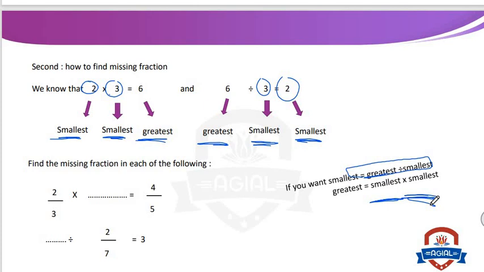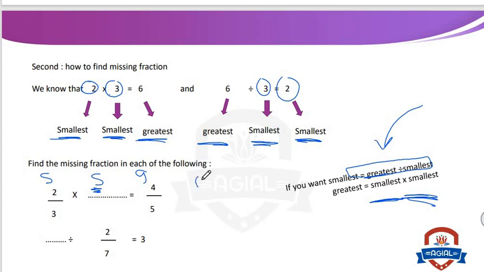Okay, in here, let's solve with me how to find this missing fraction. 2 over 3 multiplied by what equals 4 over 5? Here, is 2 over 3 the smallest or the greatest? Super, smallest. Because in multiplication we have smallest by smallest equals greatest. And here you want the smallest. How can we find the smallest? Super. Greatest divided by the other smallest.